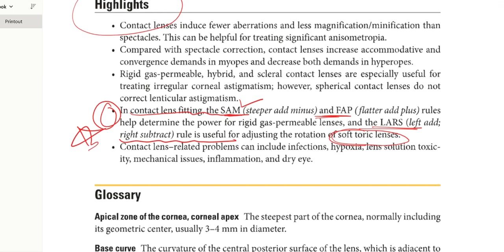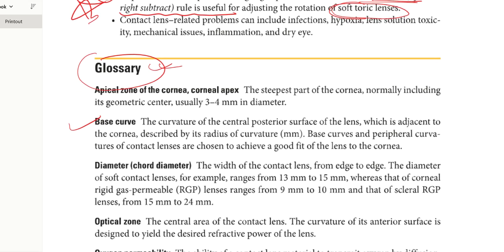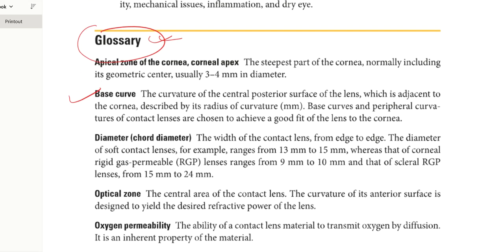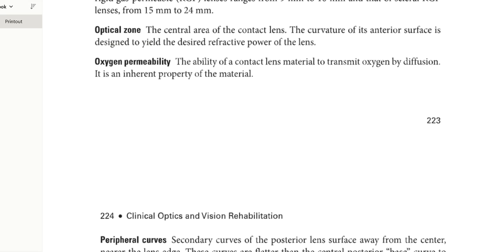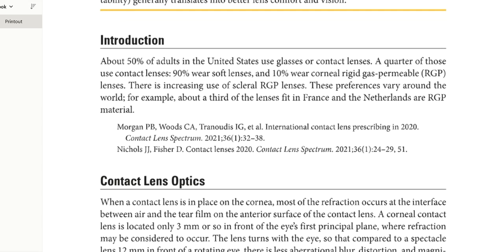And lastly, you all know that all the definitions present in the glossary are very important. Base curve, chord diameter, optical zone, and all these definitions are very important. Just give a read to contact lens optics, not very much.